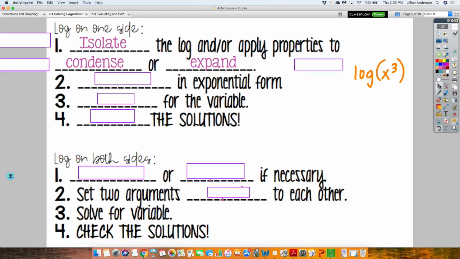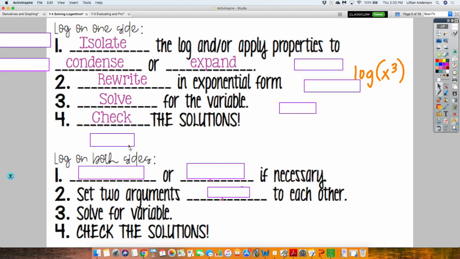All right. Next thing you want to do is after you've isolated the log, you want to rewrite it in exponential form. Okay, we practiced that in your do now. We practiced this some the last class. That's when you do the loop trick. You want to write it in exponential form because it'll basically be log base of something equals a number. You rewrite it in exponential form. After that, the last two steps are pretty simple. You'll want to solve for your variable at that point. And then you always want to make sure that you check your solutions.